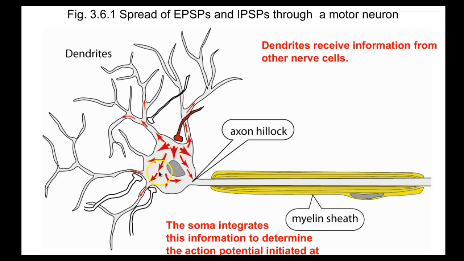The motor neurons can integrate different information that they receive from different locations on the dendrites. So this information could be excitatory, like EPSP, excitatory postsynaptic potential. The information coming could be inhibitory, like IPSP, inhibitory postsynaptic potential. And then the soma will integrate different information to determine if it should fire an action potential or the impulse at the axon hillock.